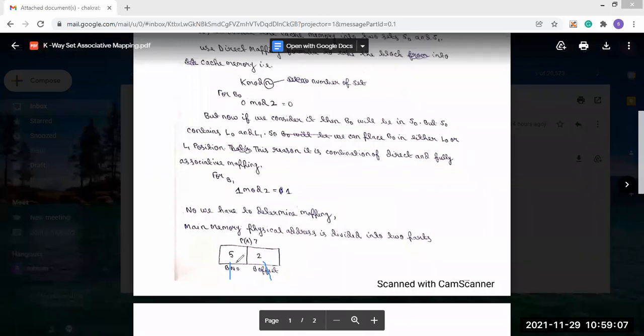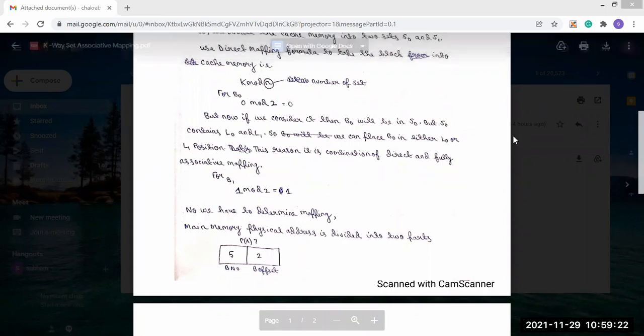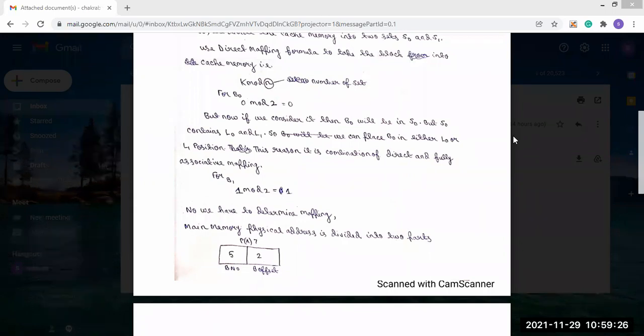That means our block number will be 5 bits. To represent the block number, we require 5 bits. Now this is the case of the main memory. But what will be for the cache here? In previous direct mapping, we have seen that the tag is 3 bits, then 2 bits for the line number and 2 bits for the offset.